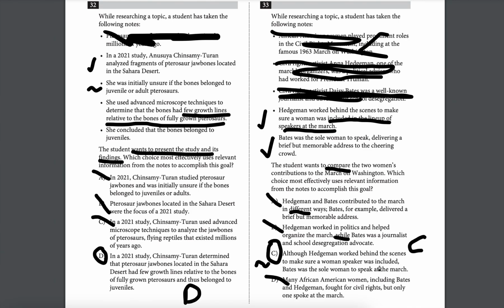So they do kind of compare their contributions. Like Hedgeman, in this case, Hedgeman worked behind the scenes to make sure a woman was included in the lineup of the speakers of the march, and that is accomplished because Bates was that woman to speak at the march. So their contributions are tied, and C helps to accomplish that goal. So C is the answer here.